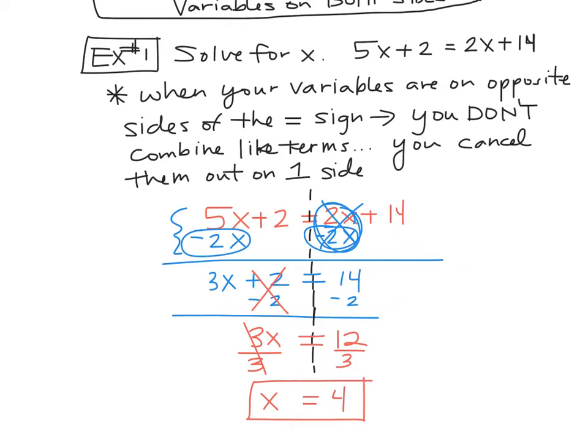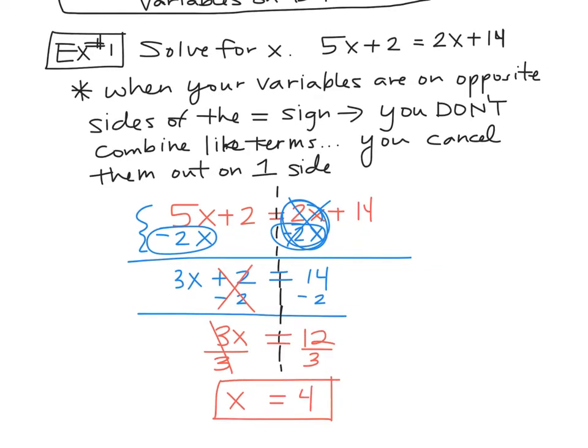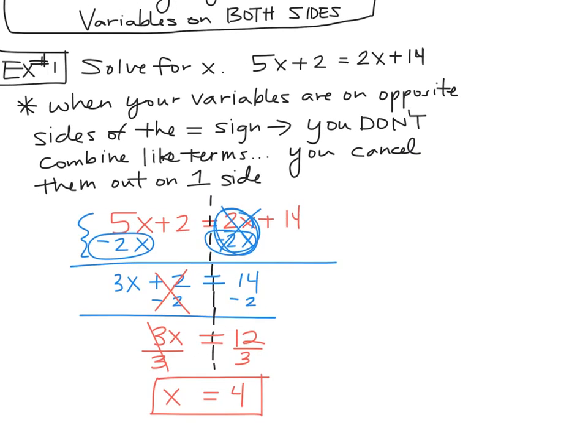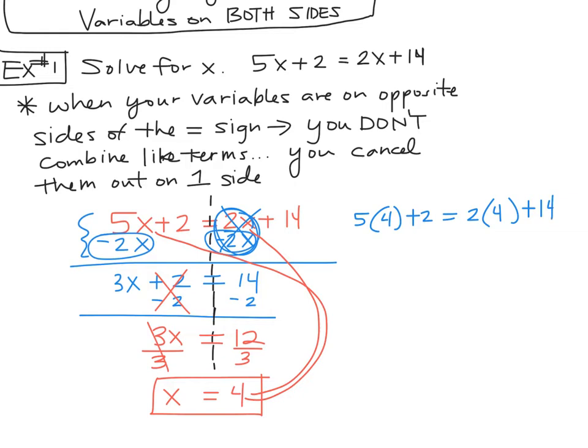And how do you check these problems? You plug it back in. So we're going to take this 4, and we're going to put it here, and we're going to put it here, and we're going to check it. So it's going to be 5 times 4 plus 2 should equal 2 times 4 plus 14. Well, if we simplify that, 20 plus 2 is 22.